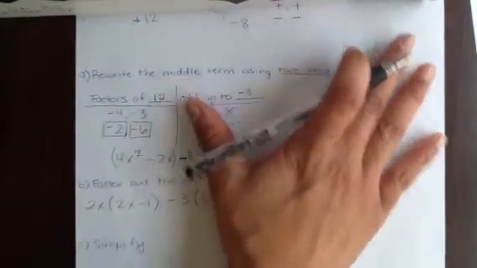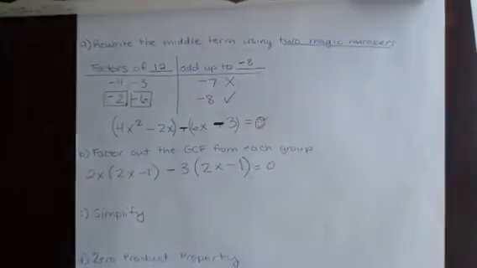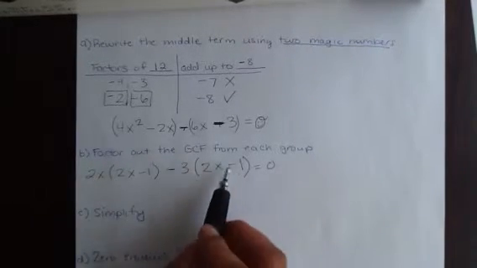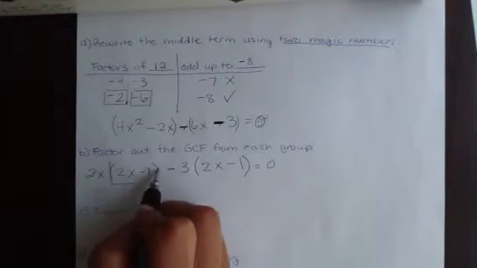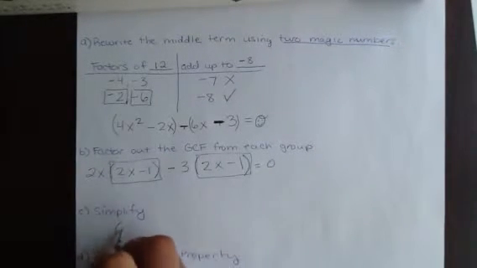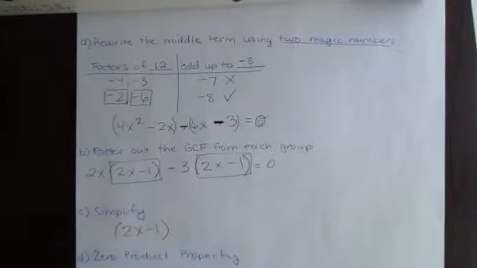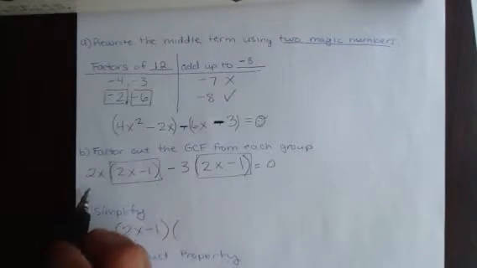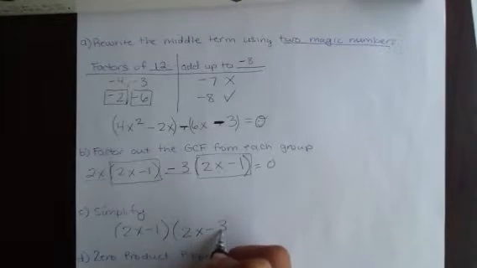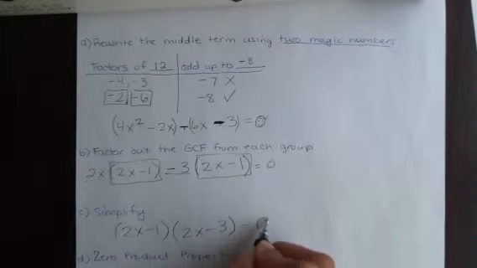Alright, so let's move on down to the next step. Simplify it. We see in these two terms, they both have a 2x minus 1, which is what you wanted. So just pull that out, and then you write what's left over: this 2x, and then minus 3. And of course, bring down your equals 0.